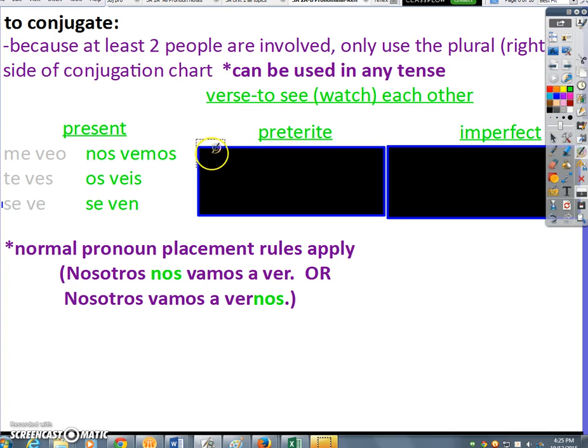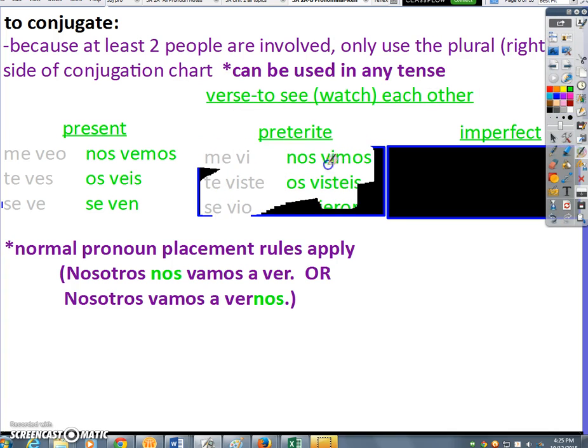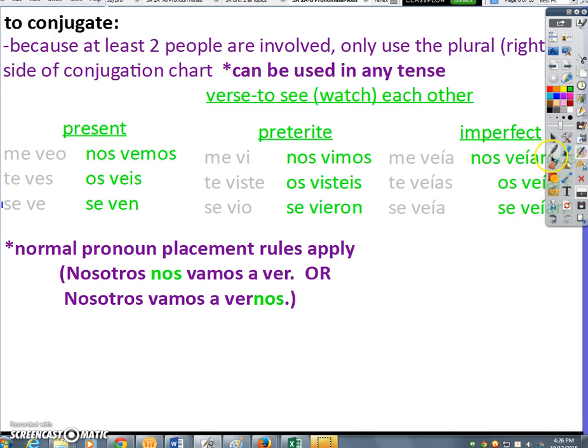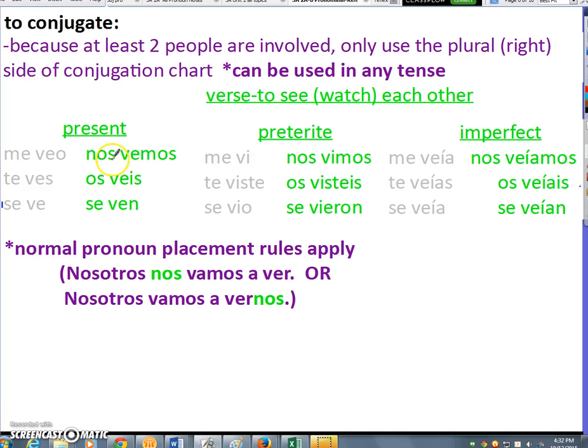So if I want to say that we saw each other yesterday, I would use it in the preterite. Or if I want to say we used to see each other on the weekends, I would use the imperfect. And again, since 2 or more people are involved, I only need the right-hand side of the chart to say we do it to each other, you guys do it to each other, or they do it to each other. And also normal pronoun placement rules apply.